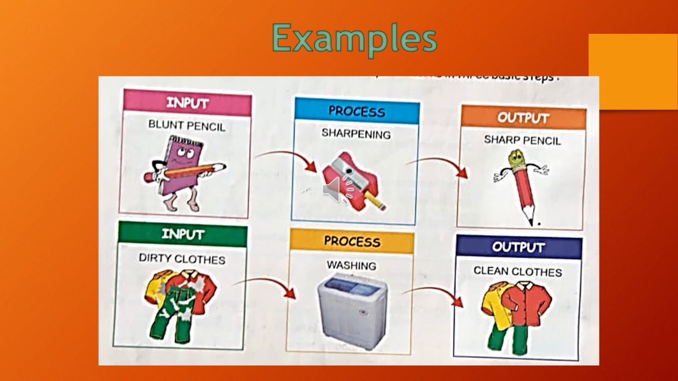and the washing machine starts cleaning them, that is processing. That means the washing machine is working and it is cleaning your clothes. Afterwards, when the process is done, you get the clean clothes, and the clean clothes are the output. I think you have understood now.